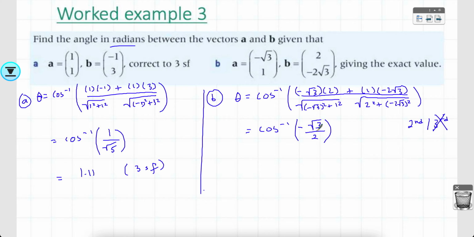The first quadrant solution is pi over 6, which means that the second quadrant solution is just pi minus pi over 6, which is 5 pi over 6. That's the final answer.